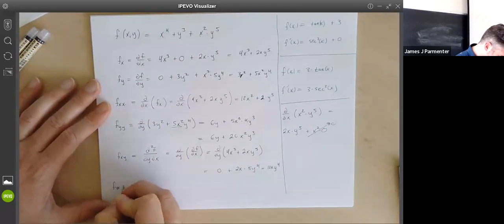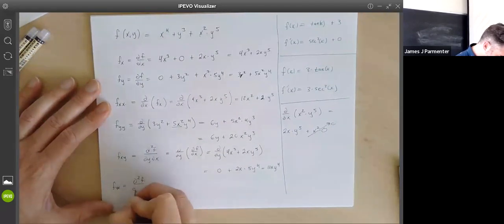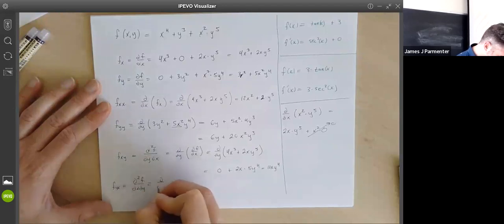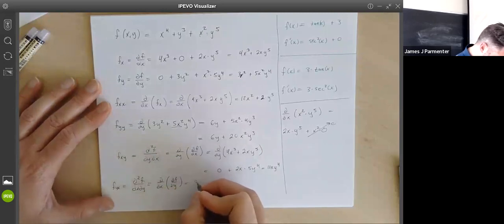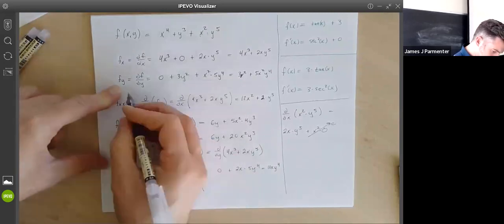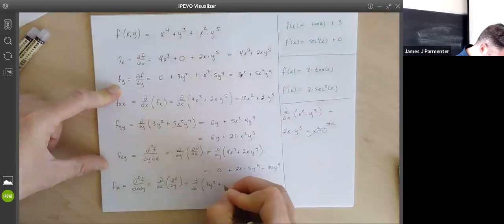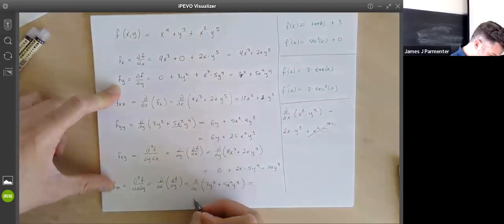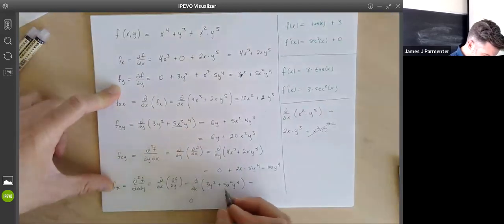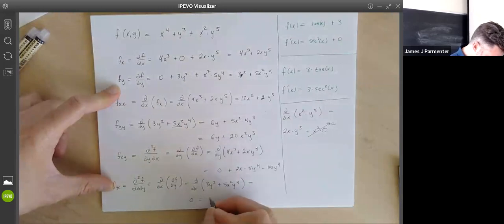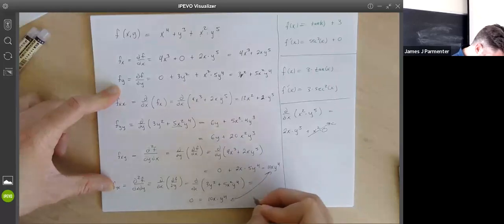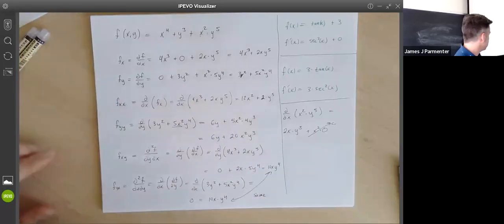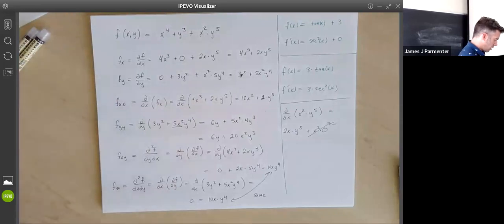So fyx, which is del squared f del x del y, or del x of del f del y, which is just del x of 3y squared plus 5x squared y to the fourth. The derivative of 3y squared is 0 with respect to x, and the derivative of 5x squared times the constant is 10x times the constant. And oh, look, those are exactly the same, which they normally are.